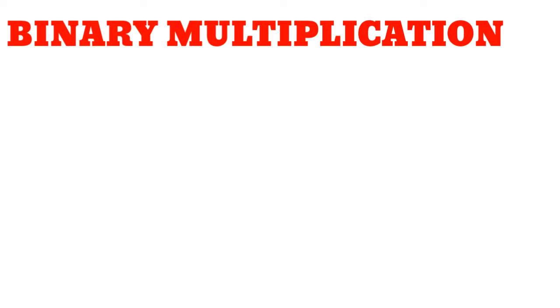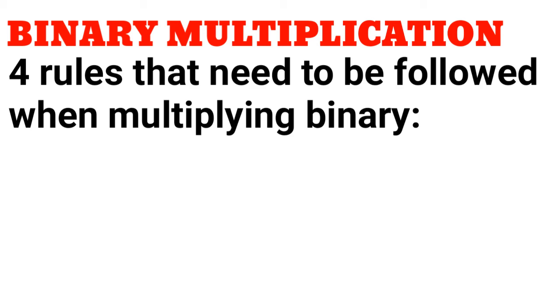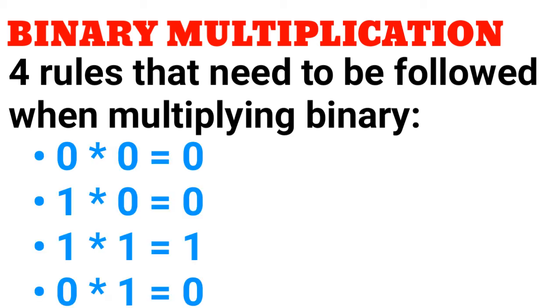Now, let's talk about binary multiplication. In multiplying binary, there are 4 rules that need to be followed. 0 times 0 is equal to 0, 1 times 0 is equal to 0, 1 times 1 is equal to 1, and 0 times 1 is equal to 0.